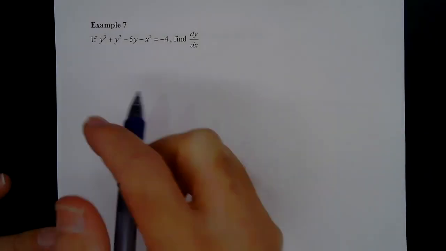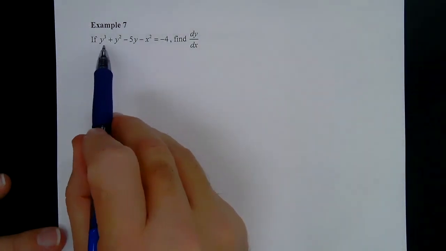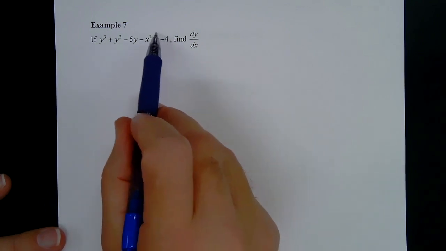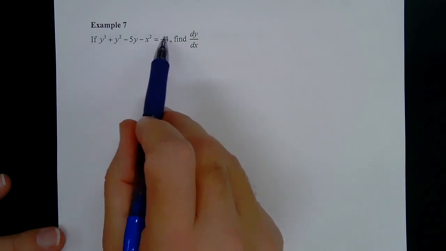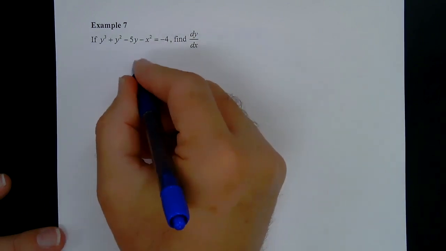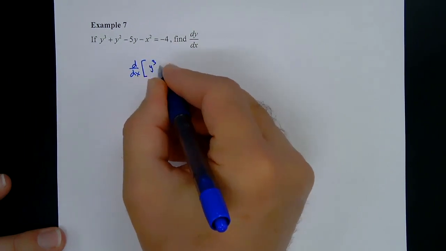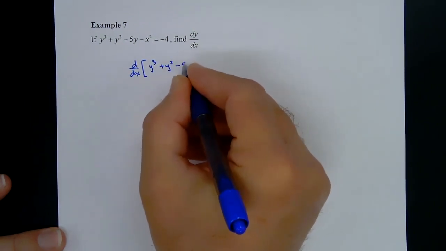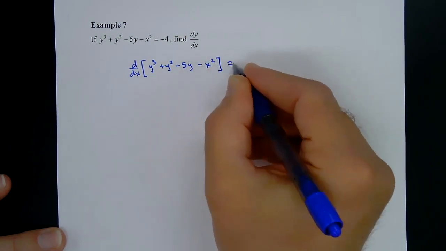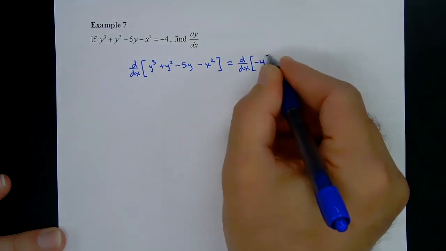So for this next problem, again, we have an equation and we want to find dy over dx. Okay, so there's a sum, a difference, another difference, and it's equal to this constant. So in order to take the derivative with respect to x, we need to do this to both sides. So dx of y cubed plus y squared minus 5y minus x squared, and I'm going to close my bracket, and then this is equal to the derivative with respect to x of the number -4.